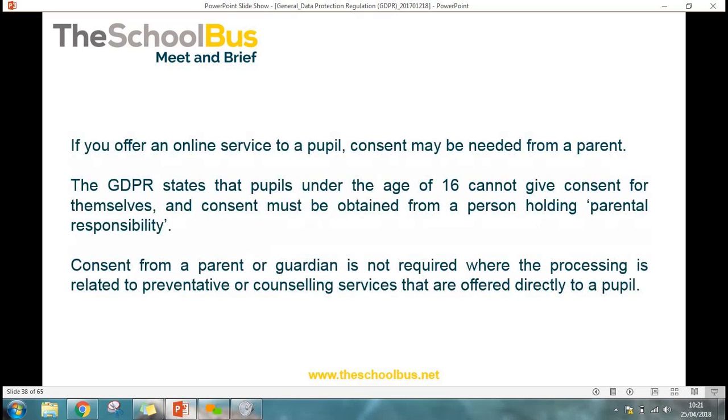Whilst we do have to provide information in an age-sensitive format, GDPR does go on to say that you can't give consent unless you're 16 years old. And whilst in schools we're very familiar with having to obtain parental consent, it's nice to have this enshrined in law so we know exactly where we do or don't need to get consent.